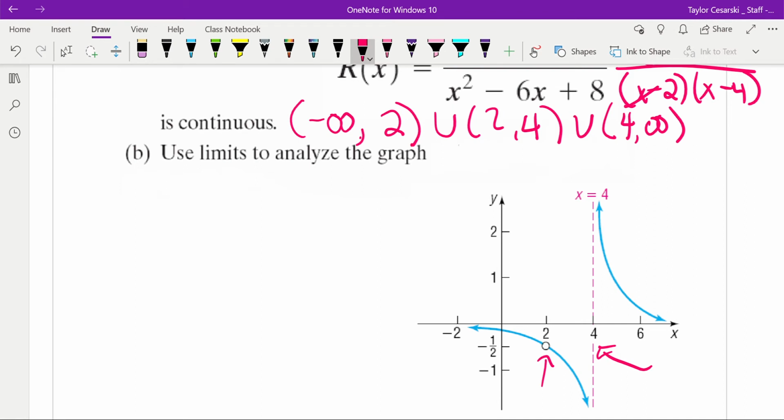Okay, so I'm going to do this in 4 different ways. I'm going to do the limit from the left, the limit from the right, the overall limit, and then f of 2 and f of 4. And so you'll see what I mean in a second. So it's going to be a lot of writing, but the limit as x approaches 2 from the left of f of x, and I'm just going to write these all out.